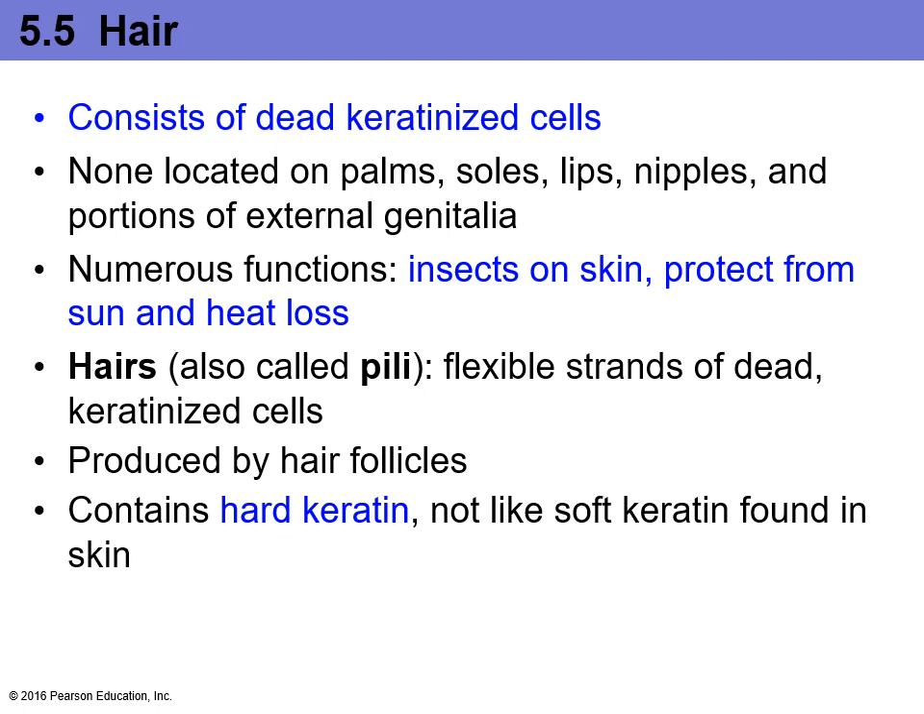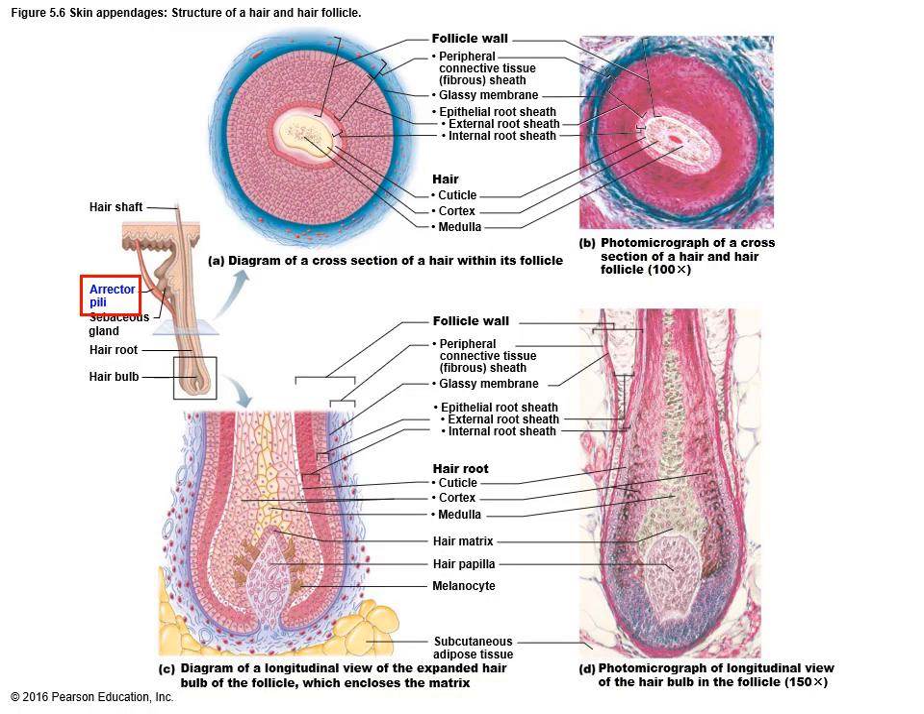But as you can see on the PowerPoint, it's highlighted that there are some areas of the body where hair is lacking, and that would be the palms, the soles, lips, nipples, and of course, some portions of our external genitalia. Hair is produced by hair follicles, and what I would love to do is take you over to the next slide and have a nice look at these particular items that we would find within a hair follicle.